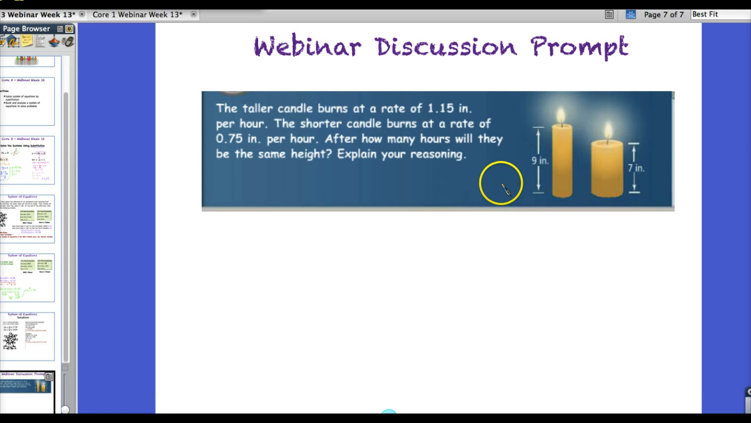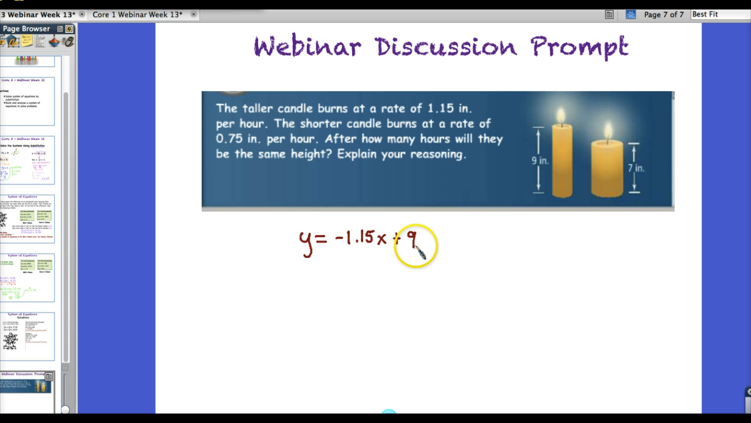So if we take each of these separately, just like we did with the Ferris wheels, think about your equations. In this case, we have y equals, our slope is our burn rate, right? The taller one burns at 1.15 inches. So it's burning, going smaller, right? So this is how much it burns: negative 1.15 x, and then our starting height for the big one was 9 inches, right? So you can make an equation to model how much each candle burns.